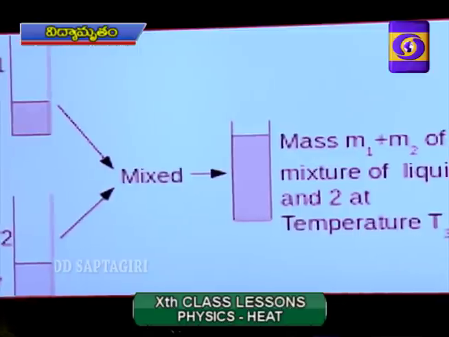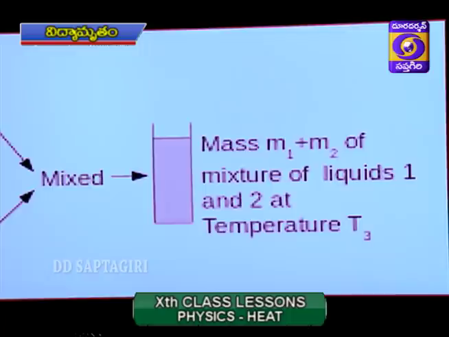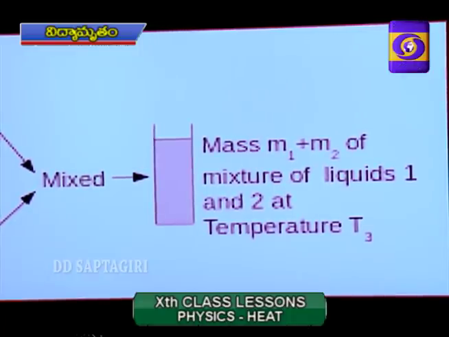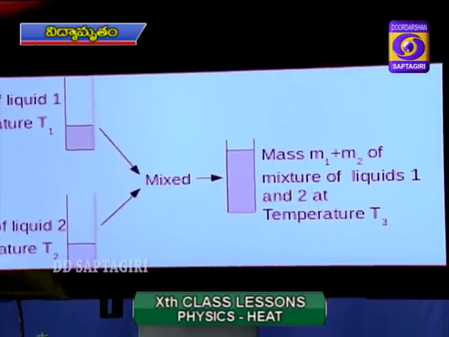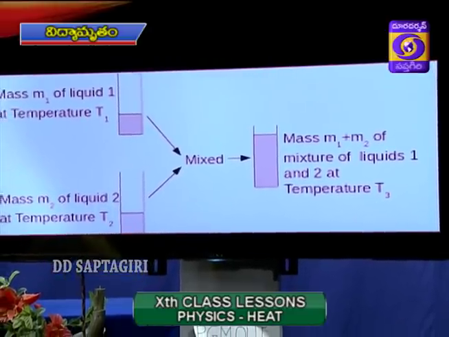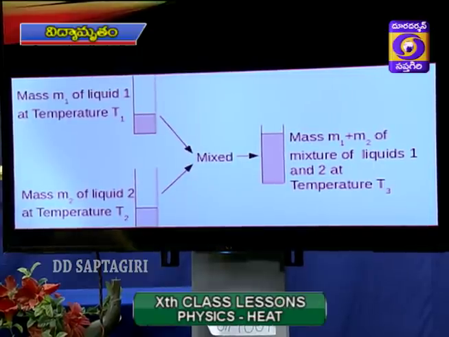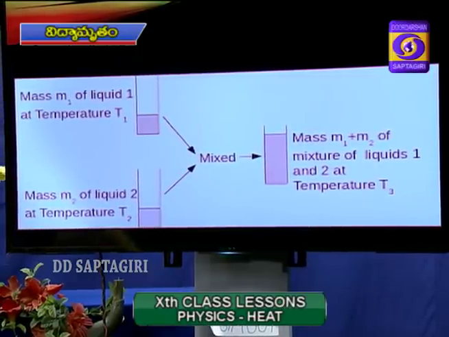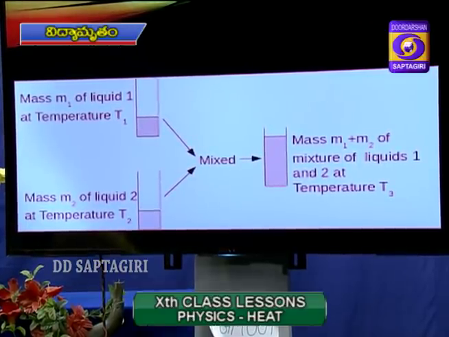Okay, now let us discuss about a mixture. Let us take a test tube. In the test tube, a liquid of mass m1 is there at a temperature T1, and let us take a second test tube. In the second test tube, there is a mass of liquid m2 at a temperature T2. If you mix these two in a single test tube, what will be the resultant temperature? The mass will be m1 plus m2, and the first liquid is at temperature T1 and the second liquid is at temperature T2. What is the resultant temperature?